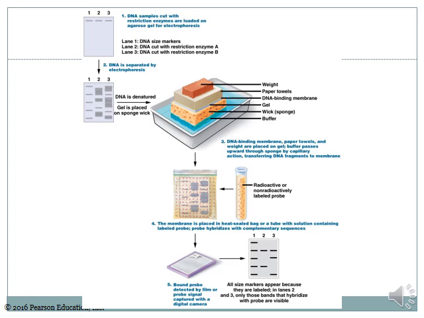Single-stranded DNA fragments on the membrane are hybridized to a labeled DNA probe. The membrane is washed to remove excess probe and overlaid with a piece of X-ray film for autoradiography, or chemiluminescence from the probe is detected with a digital camera. The hybridized fragments show up as bands on the X-ray film.